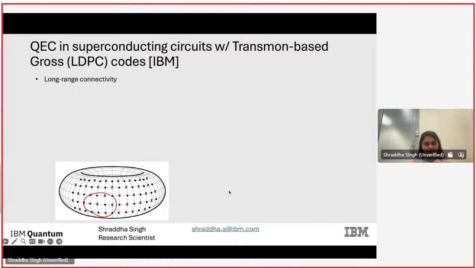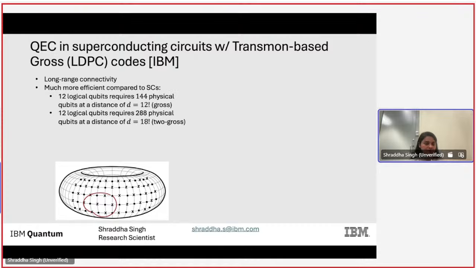And here we need some long range connectivity. So this qubit needs some connectivity to this qubit in order to be able to measure some stabilizer between this qubit and this qubit also. That means the nearest neighbor constraint is removed. And this is a hardware challenge for experimentalists that people here at IBM are working on. This has never been demonstrated before, but the advantage of having such long-range connectivity would be that now 12 logical qubits would require 144 physical qubits for something like the gross code.